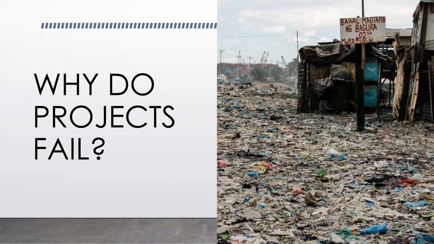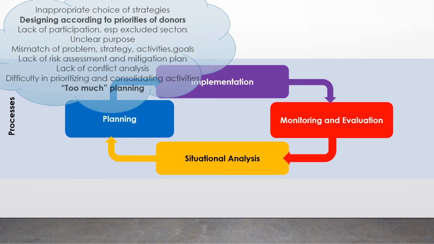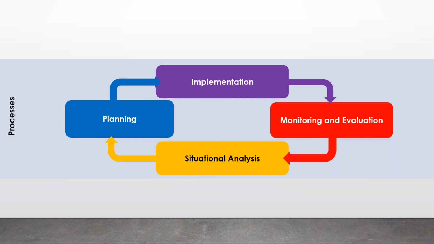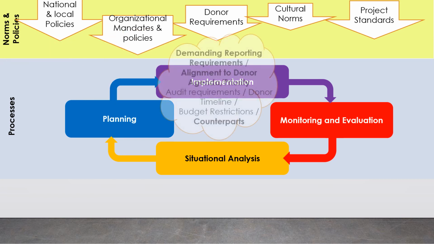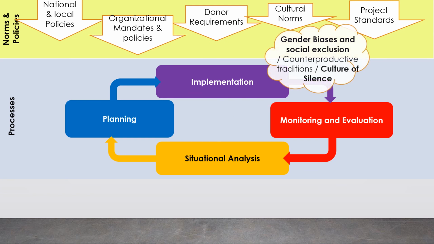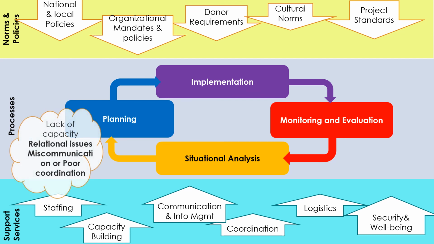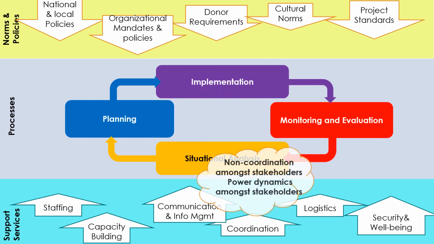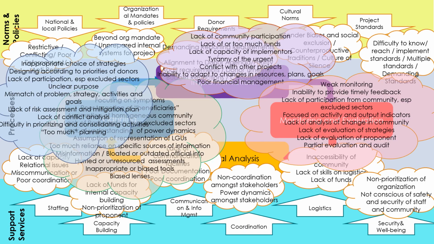So why do projects fail? A quick brainstorming and you will see a number of possible weaknesses in each step of the project cycle. Or maybe the reason for the failure is external to the project, such as the norms and standards of different stakeholders. Or maybe the causes are in the support services for the community or the proponents of the project. The possible points of failure are infinite.